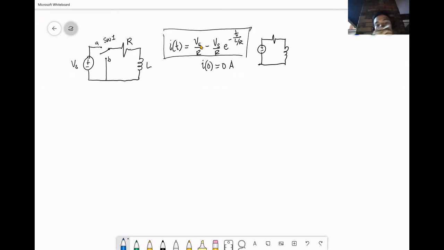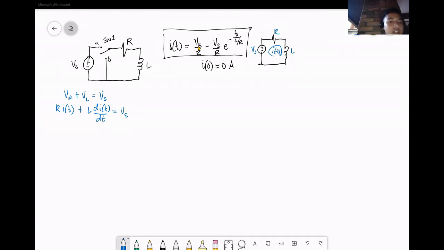Okay, so now let's try to do it. If you can recall our expression of this one, you have Vs, you have the R, and then you have the inductor. So you have Vr plus Vl is equal to Vs, where Vs is a constant, and then you have I, which is common to all of them, I of t. So you have I of t times R plus Vl, which is L di of t over dt, is equal to Vs, which is constant. Okay, and then you can arrange the expression.